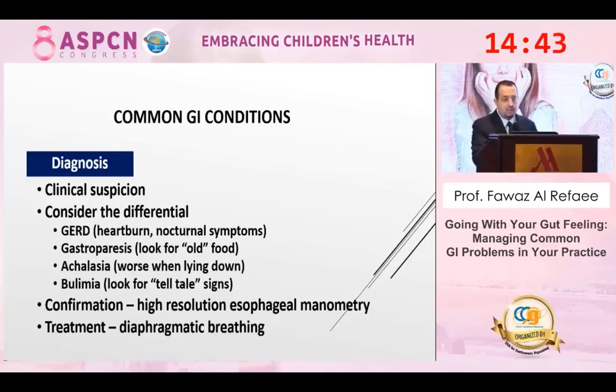With bulimia, especially at this age, and anorexia, you have to be careful and you have to rule out eating disorder definitely. For confirmation of rumination syndrome, it's a clinical diagnosis first, and then you have to do high resolution esophageal manometry looking for the delta sign, delta wave in the manometry.